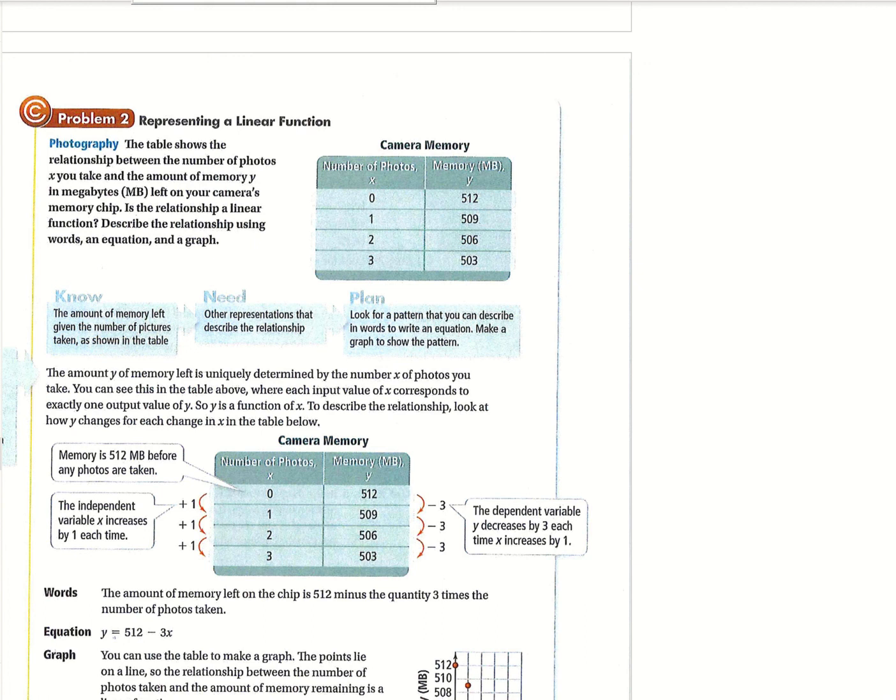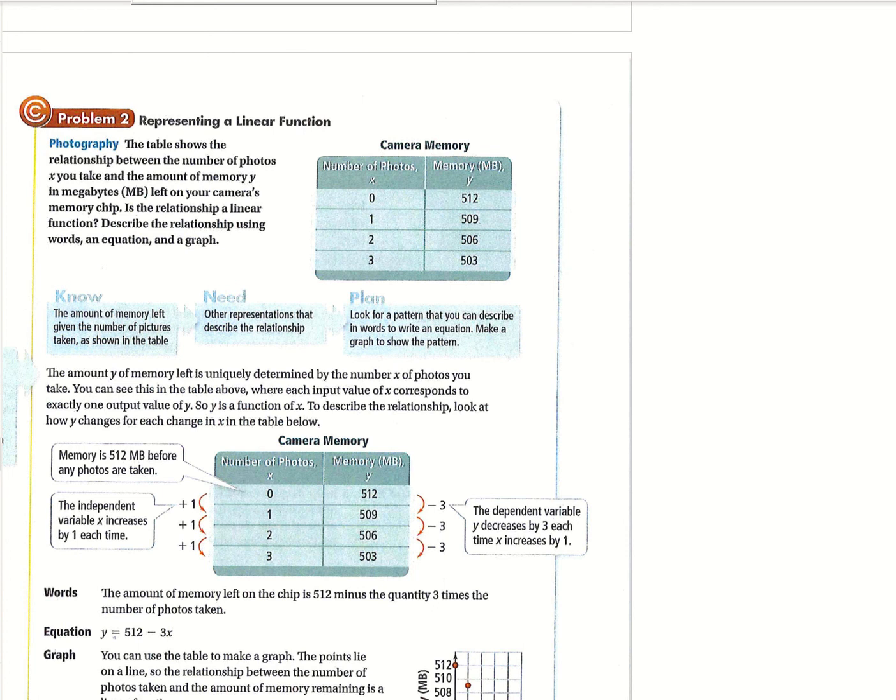So we have a photography problem, so if you're into photography, this is for you. The table shows the relationship between the number of photos X you take and the amount of memory Y in megabytes left on your camera's memory chip. Is the relationship a linear function? Describe the relationship using words, an equation, and a graph. All right. So you can see here they've already got a table for us. Again, I didn't mean to highlight, but here we are. I'll go ahead and erase that.